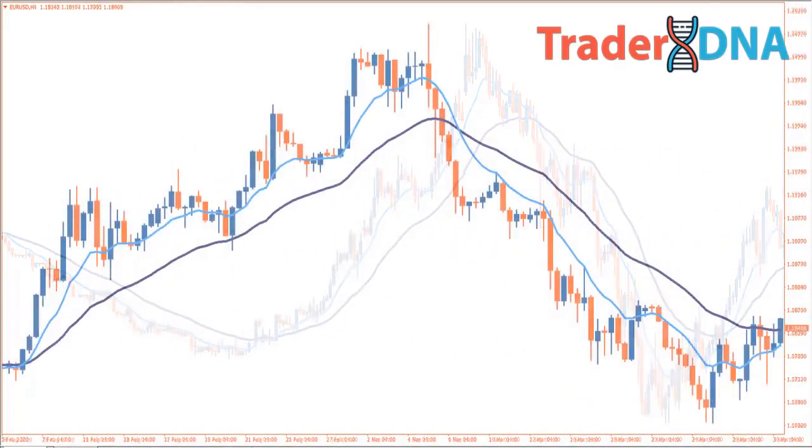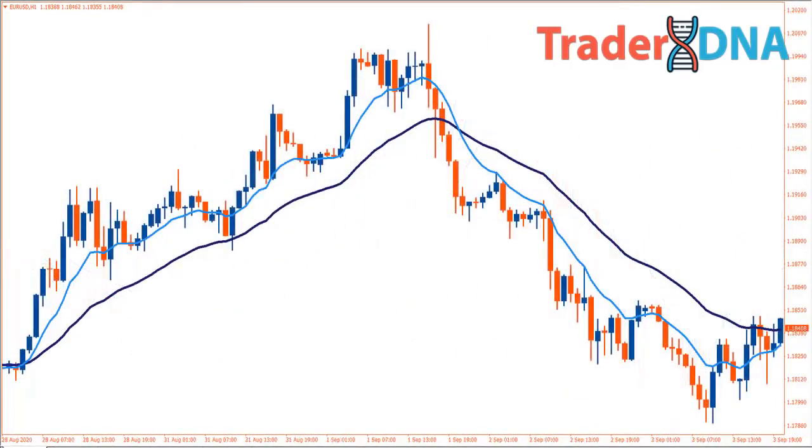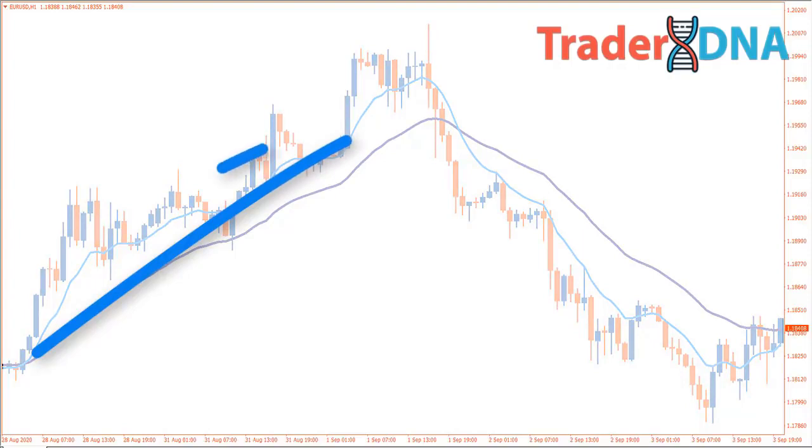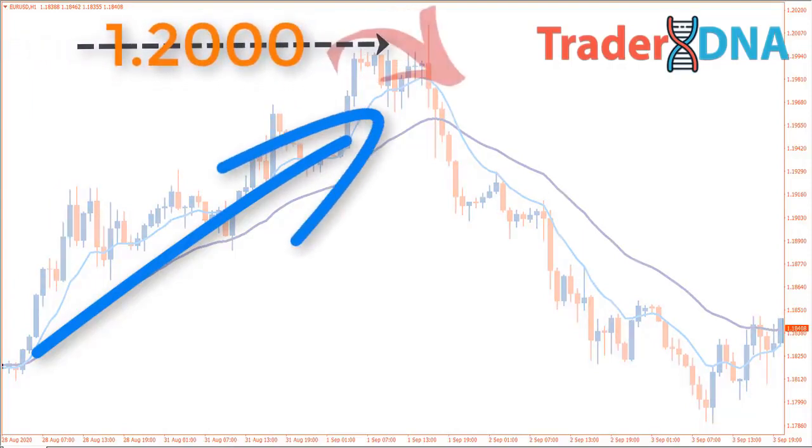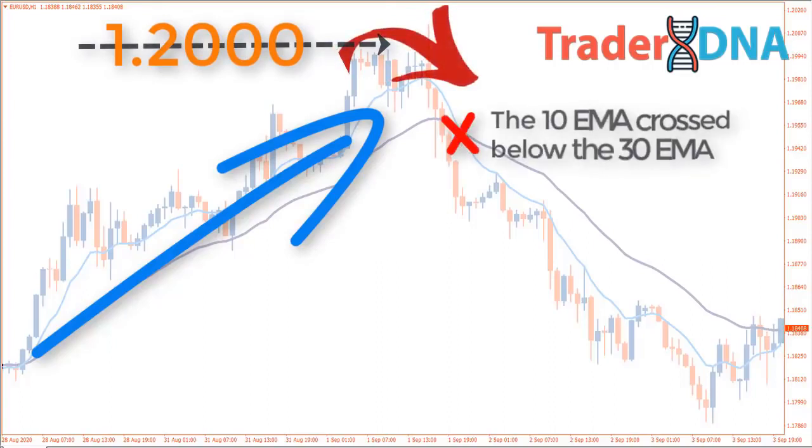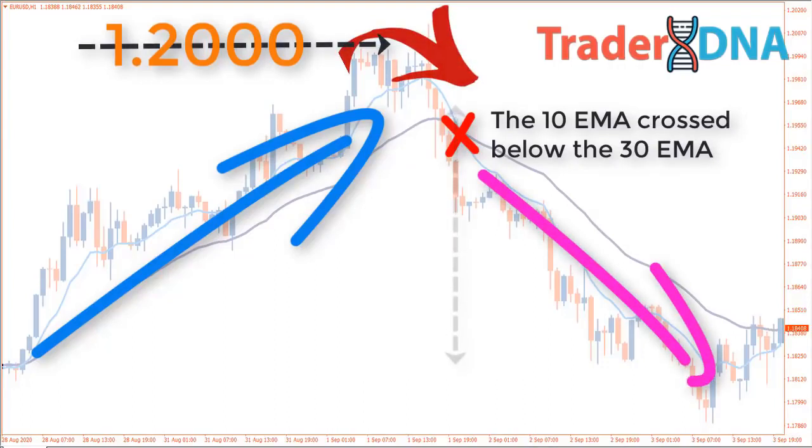Let's take another look at this 1-hour chart of Euro-United States dollar to help explain moving average crossover trading. For around 4 days, the pair was in a nice uptrend. It topped out at around 1.2 before slowly heading down. On the 1st of September, we see that the 10 EMA crossed below the 30 EMA. And what happened next? A nice downtrend. If you had shorted at the crossover of the moving averages, you would have made yourself more than 1,000 pips.